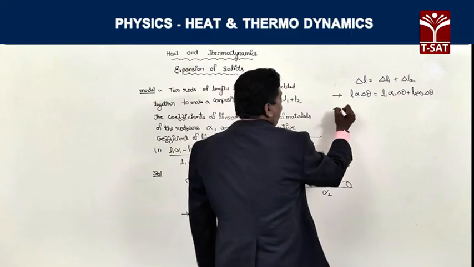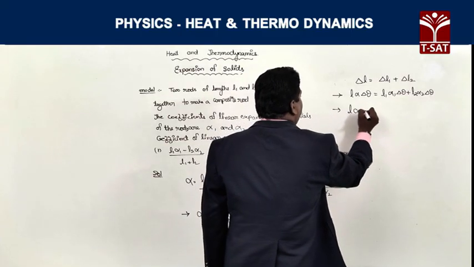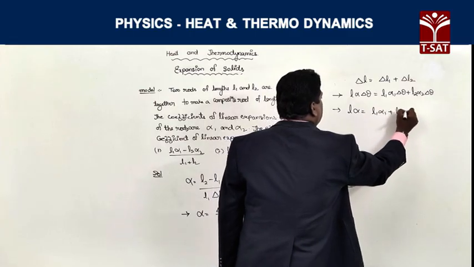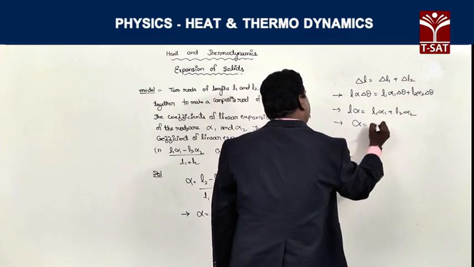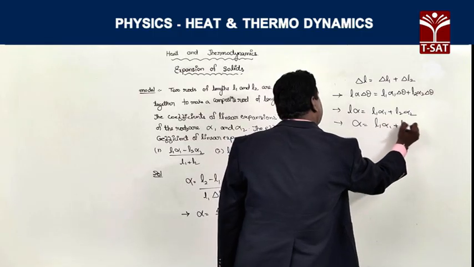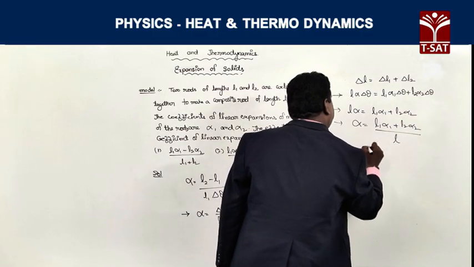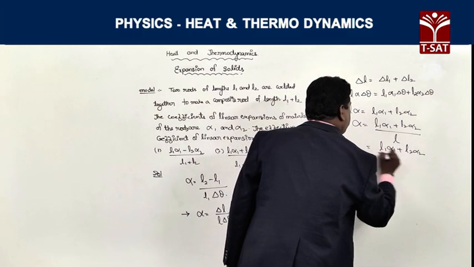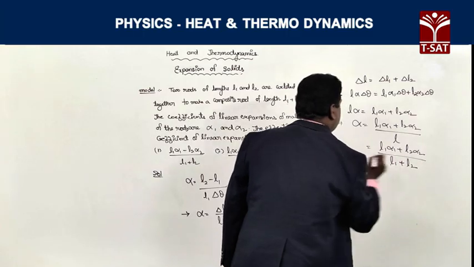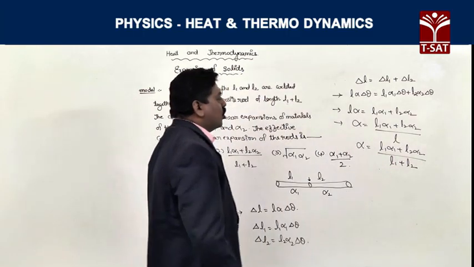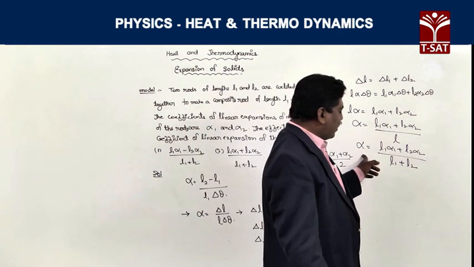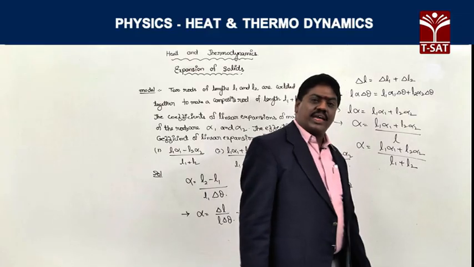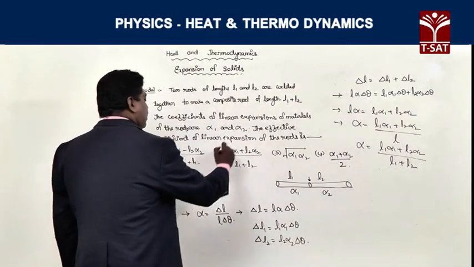Now what we have is L alpha equals L1 alpha 1 plus L2 alpha 2, and alpha is given as (L1 alpha 1 plus L2 alpha 2) by L, where L is L1 plus L2. So, the effective coefficient of linear expansion is alpha equals (L1 alpha 1 plus L2 alpha 2) by (L1 plus L2), which is our second option.